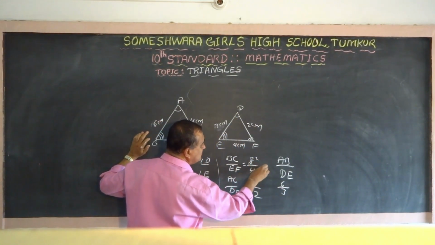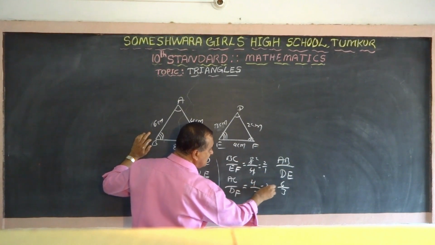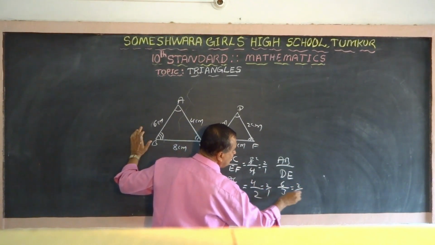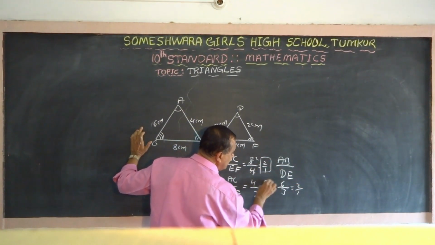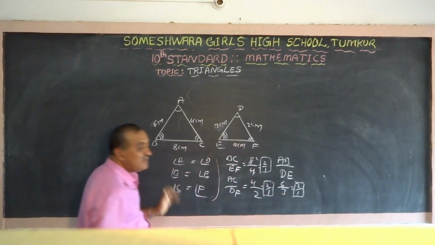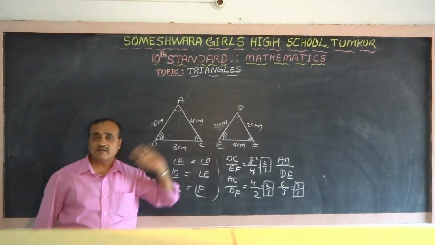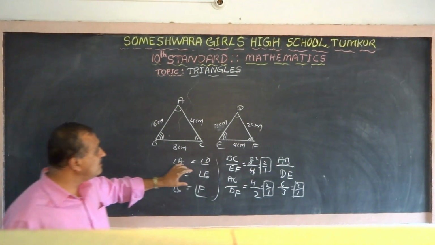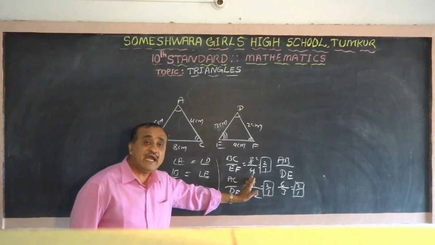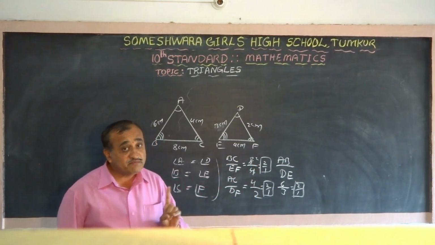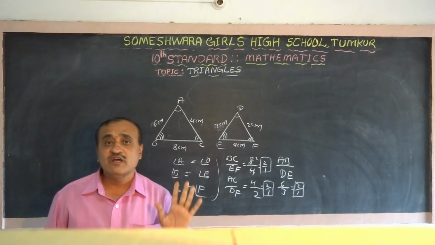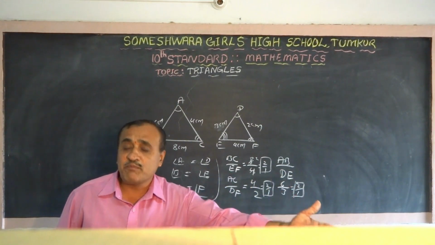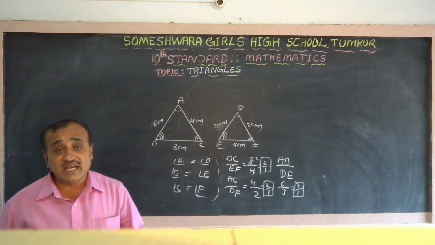4 by 2 is 2 by 1. It is also 2 by 1. It is also 2 by 1. It is constant. Is it right? These two are similar. If two polygons are similar, angles must be equal and corresponding sides must be in the same ratio. That is what we call the same ratio, proportional.